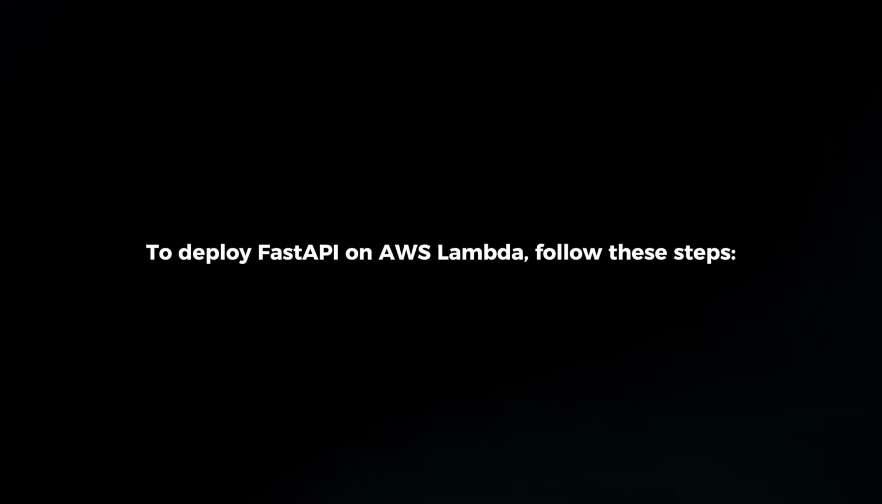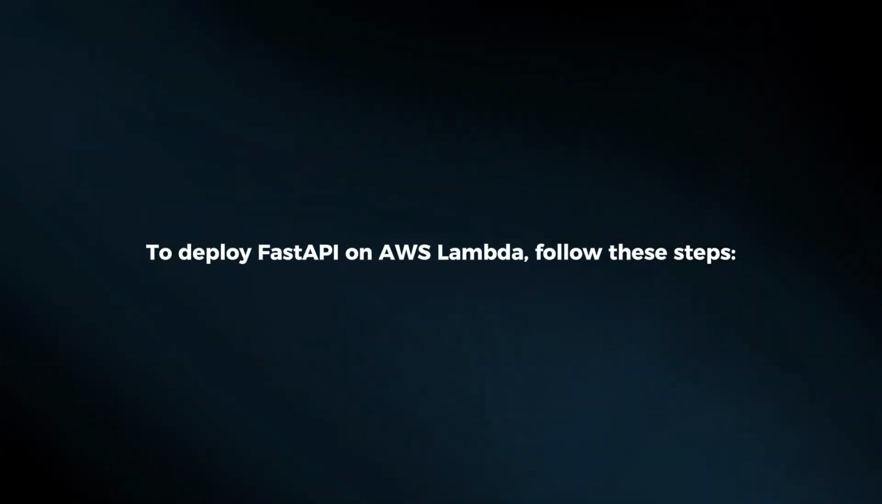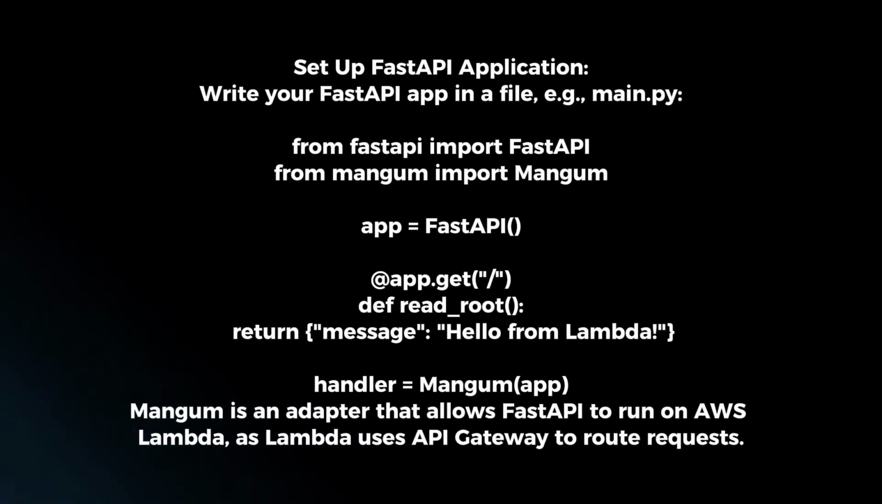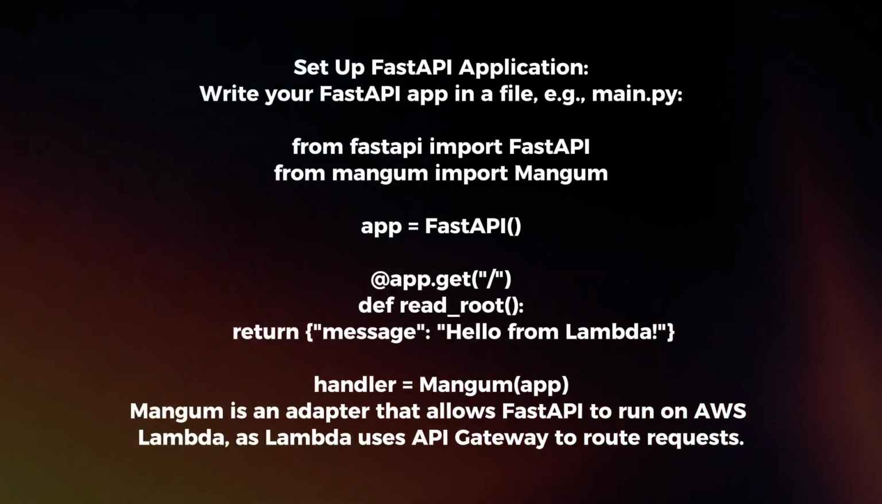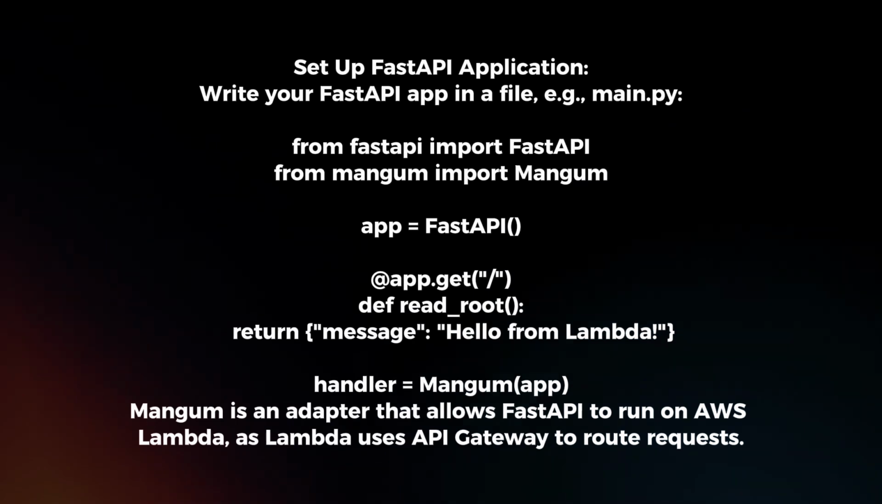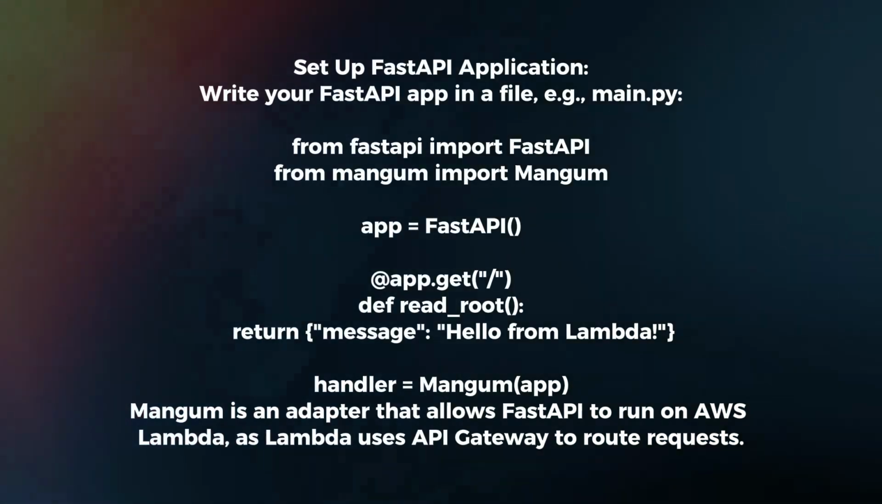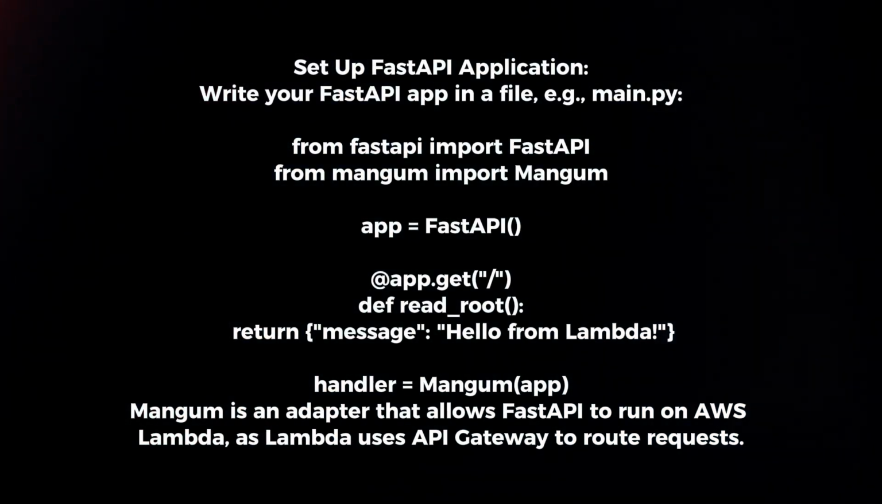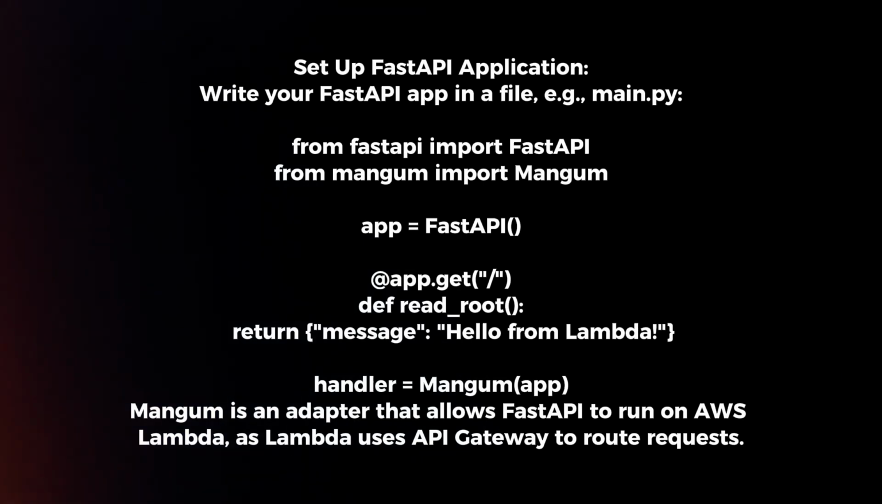To deploy FastAPI on AWS Lambda, follow these steps. Set up FastAPI application. Write your FastAPI app in a file, for example, main.py. Mangum is an adapter that allows FastAPI to run on AWS Lambda, as Lambda uses API Gateway to route requests.